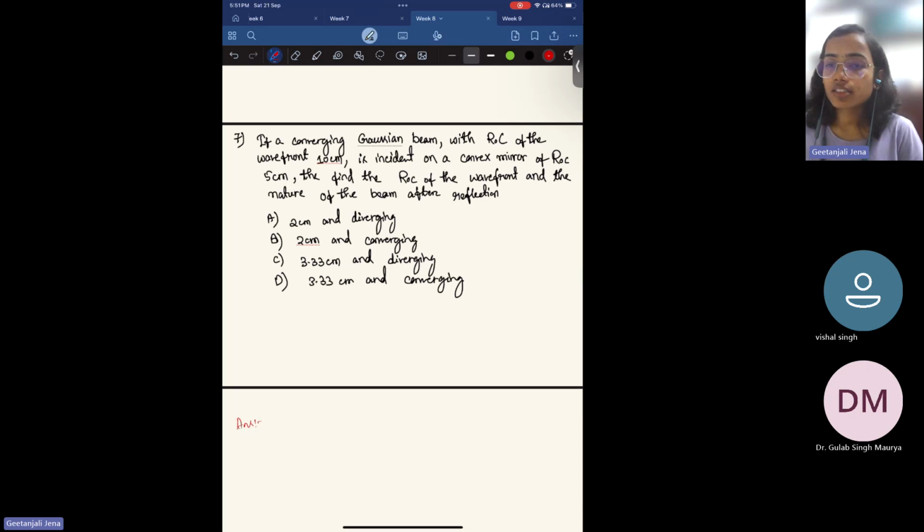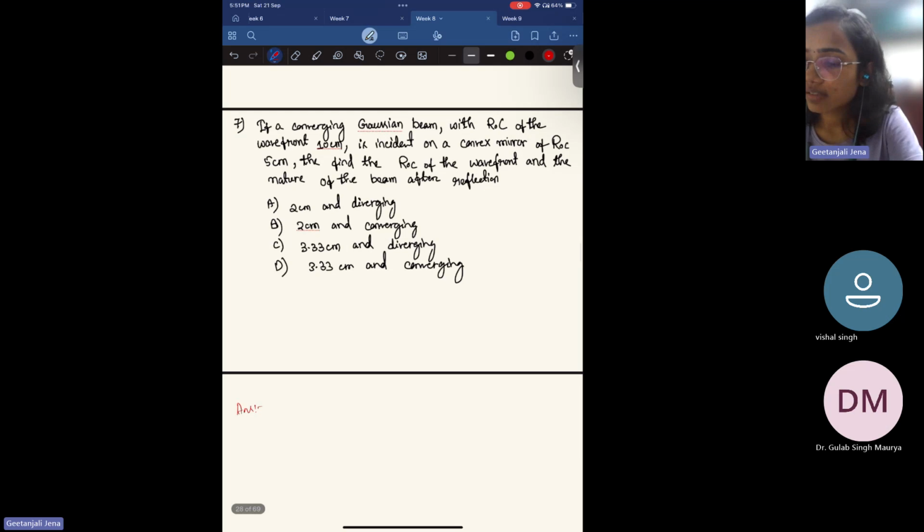Okay. Then let us see what is our next problem. The last problem says, if a converging Gaussian beam with ROC of the wavefront 10 centimeter is incident on a convex mirror of ROC 5 centimeter, then find what is the radius of curvature of this reflected wavefront and what is the nature of the beam after reflection.